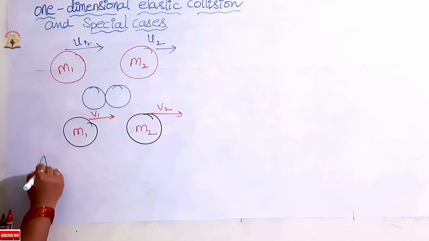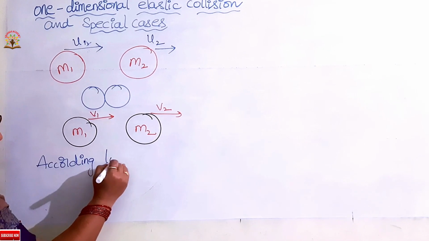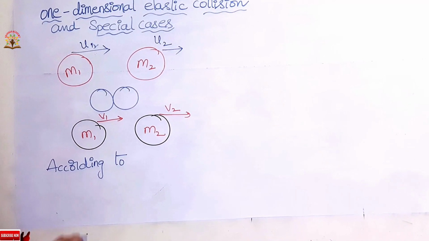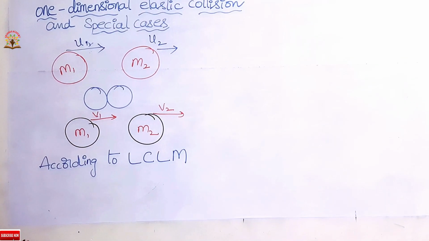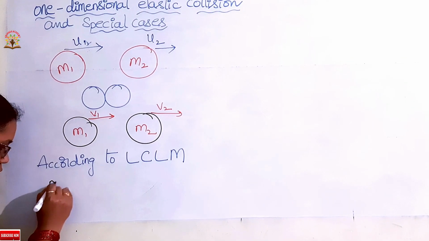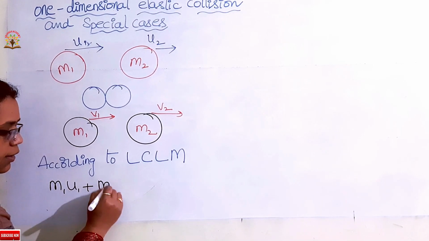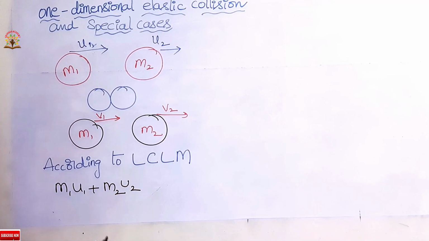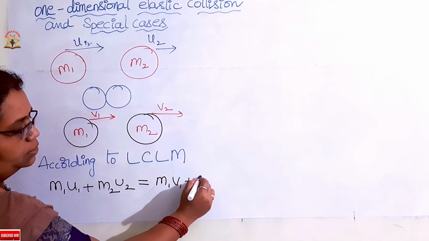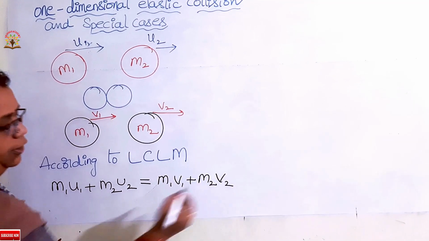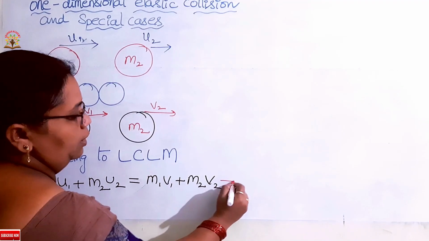So, according to the law of conservation of linear momentum, m1 u1 plus m2 u2 is equal to m1 v1 plus m2 v2. Consider this as equation number 1.